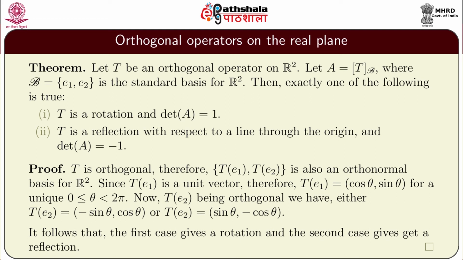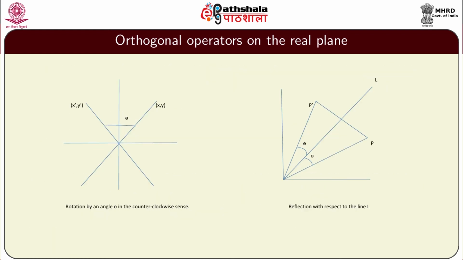Now it is very easy to verify that the first case, that is Te2 equal to minus sine theta comma cosine theta, gives a rotation, and the second case, that is Te2 equal to sine theta comma minus cosine theta, gives a reflection. Here you see diagrams which represent rotation and reflection in the real plane R2.